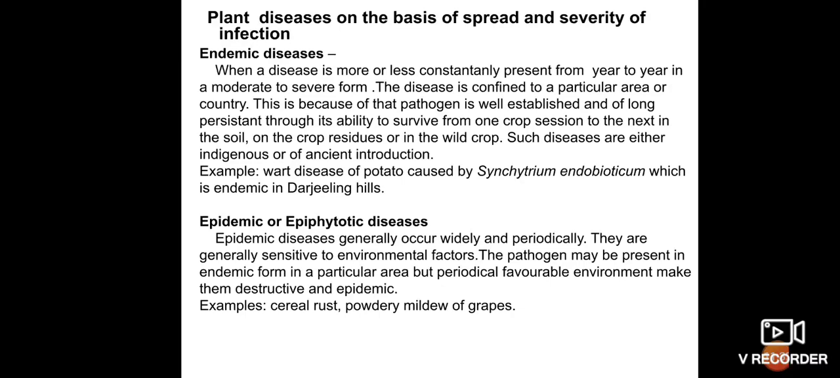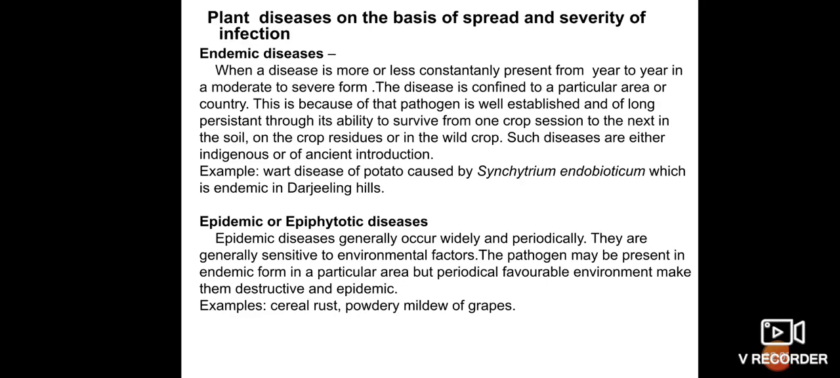This is because the pathogen is well established and long persistent through its ability to survive from one crop season to the next in the soil, on the crop residue, or in the wild crop. Such diseases are either indigenous or of ancient introduction. An example of endemic disease is wart disease of potato caused by Synchytrium endobioticum, which is endemic in the Darjeeling Hills.